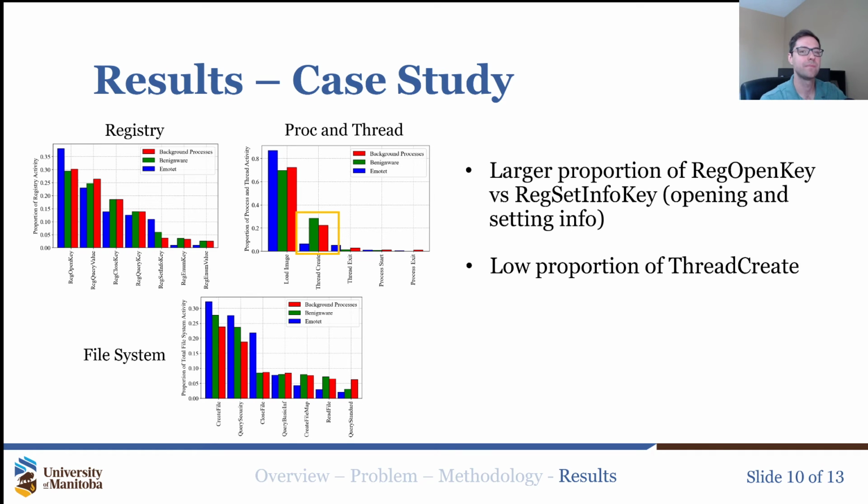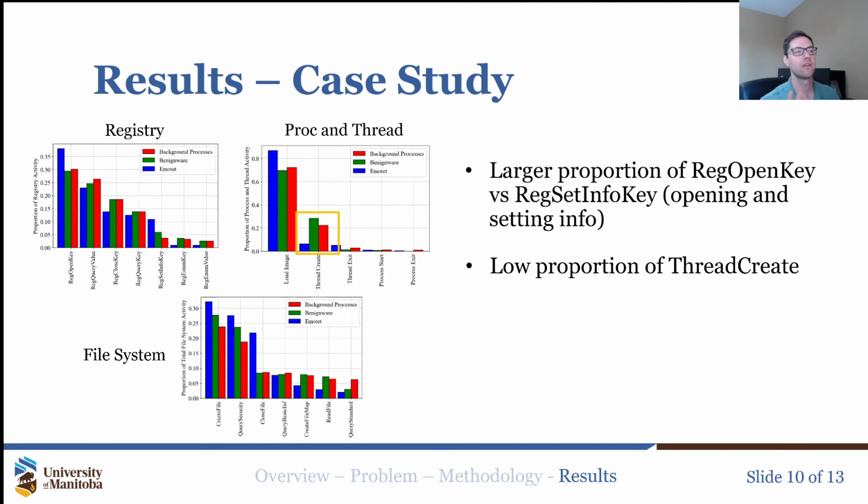Finally, when we're talking about process and thread activity, it makes sense that with benignware, they're creating processes, they're creating threads. But malware in particular, at least in this case with the Emotet malware, had a lower proportion of thread create. So malware doesn't have the motivation to start processes and to be particularly effective in its use of resources, and it doesn't need to create multiple threads because it's not doing anything that's long lasting. So that's just a hint that you can tell from looking at these proportions of total activity.